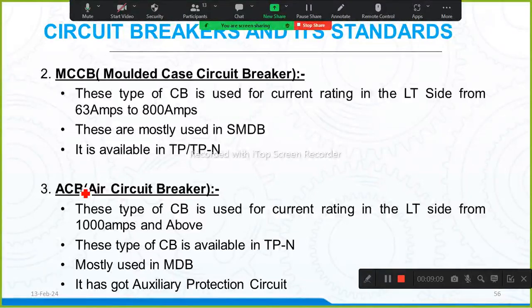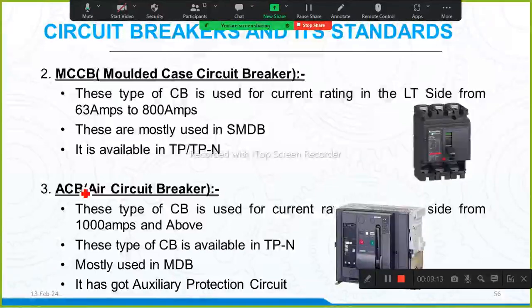Next is ACB, air circuit breaker. Air circuit breaker is preferred for current rating in the LT side from 1000 amps and above. Up to 63 amps in the LT side, MCB; 63 amps to 800 amps or 1000 amps, MCCB; and more than 1000 amps in the LT side, we go with the ACB, air circuit breaker.